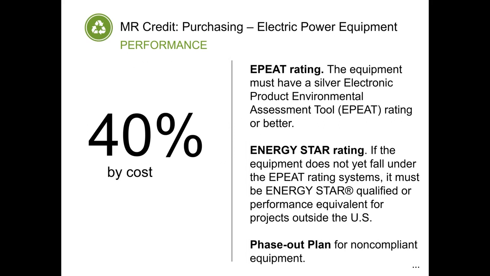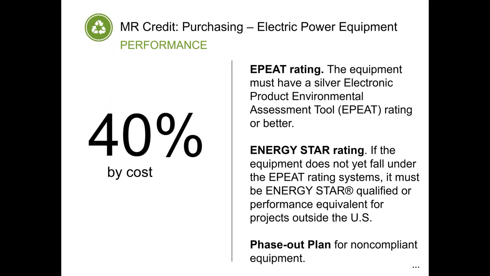All right, so now we're looking at the performance measure for electric powered equipment. This is actually a fairly simple one to pursue or document, I should say. If you are sourcing electric powered equipment for your building, it's very likely that those products will have some type of criteria that are compliant. So for this credit, you're looking at 40% by cost. So of the total dollar amount of electric powered equipment, 40% must fall into the criteria to the right here.